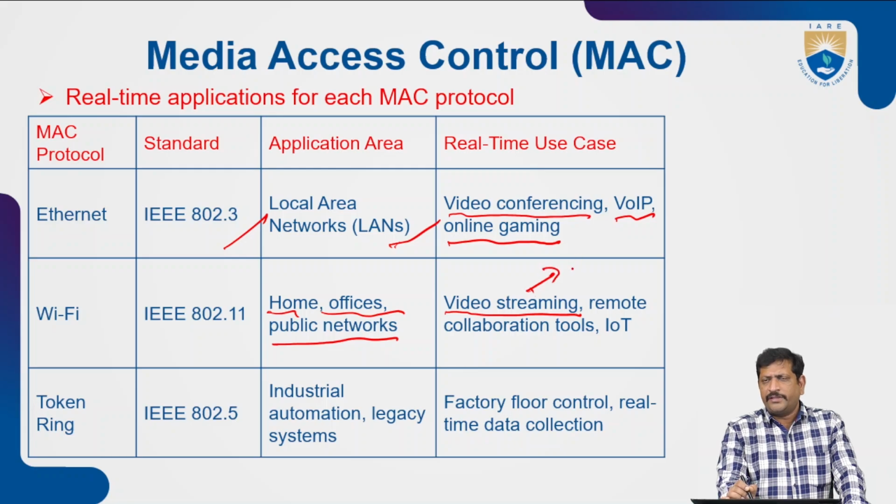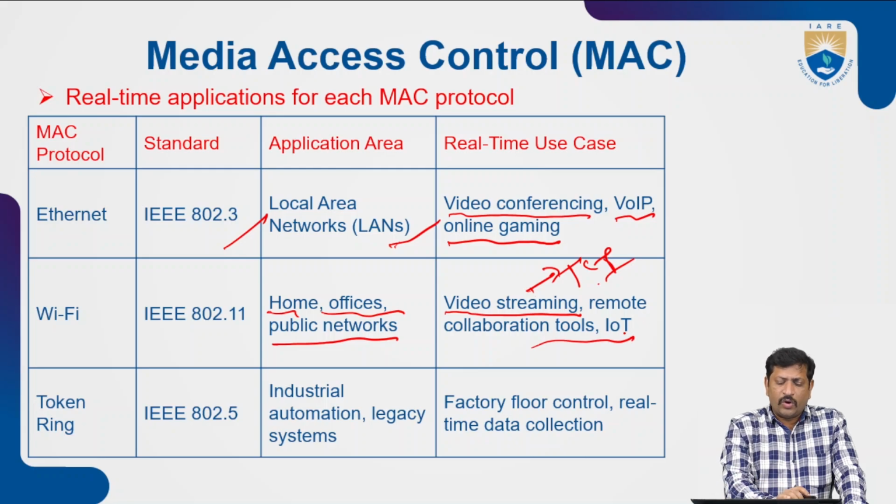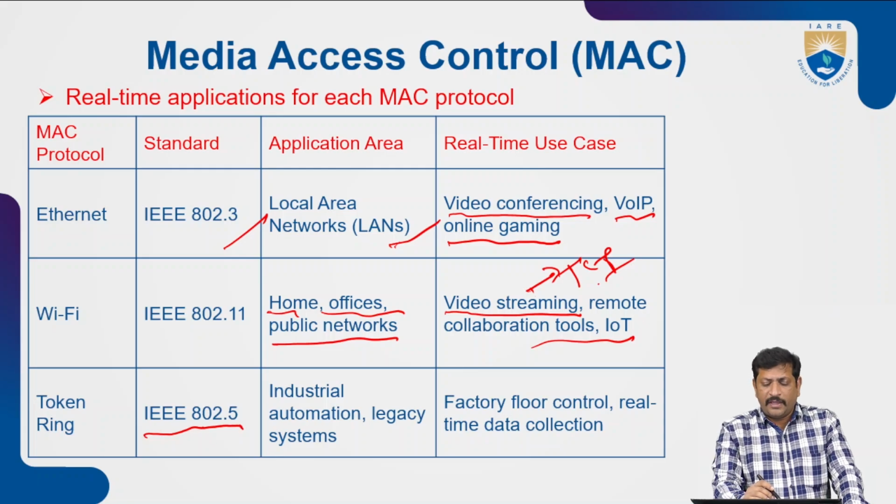In a streaming operation, generally we are using the TCP protocol. By using the TCP protocol, streaming operations can be performed. And remote and collaboration tools, that is IoT, Internet of Things. So token ring, that is IEEE 802.5 here. That is the application area of the token ring. Generally industrial automation, legacy systems. So in the automation of these systems, the token ring protocol can be utilized.